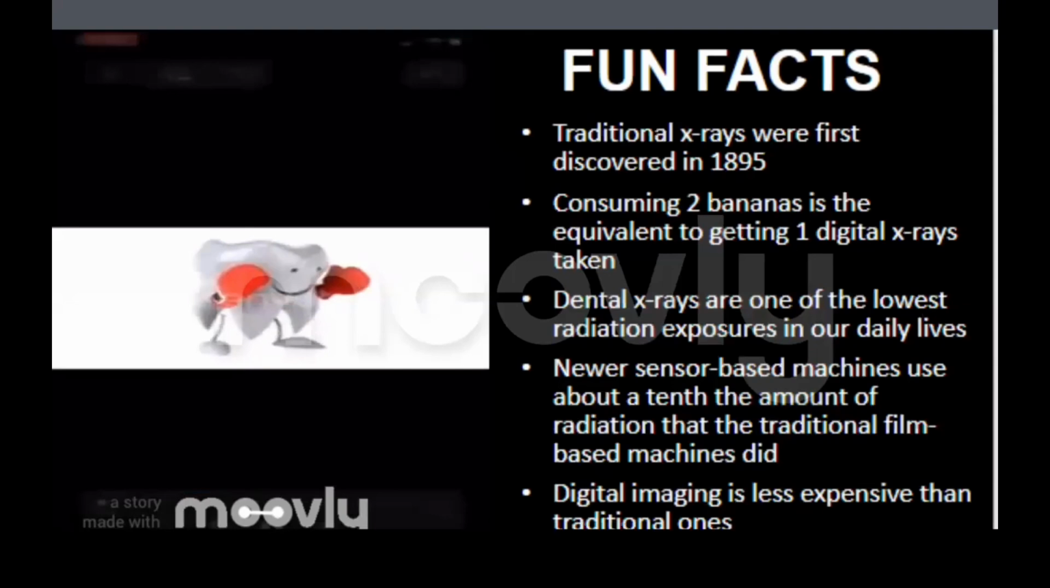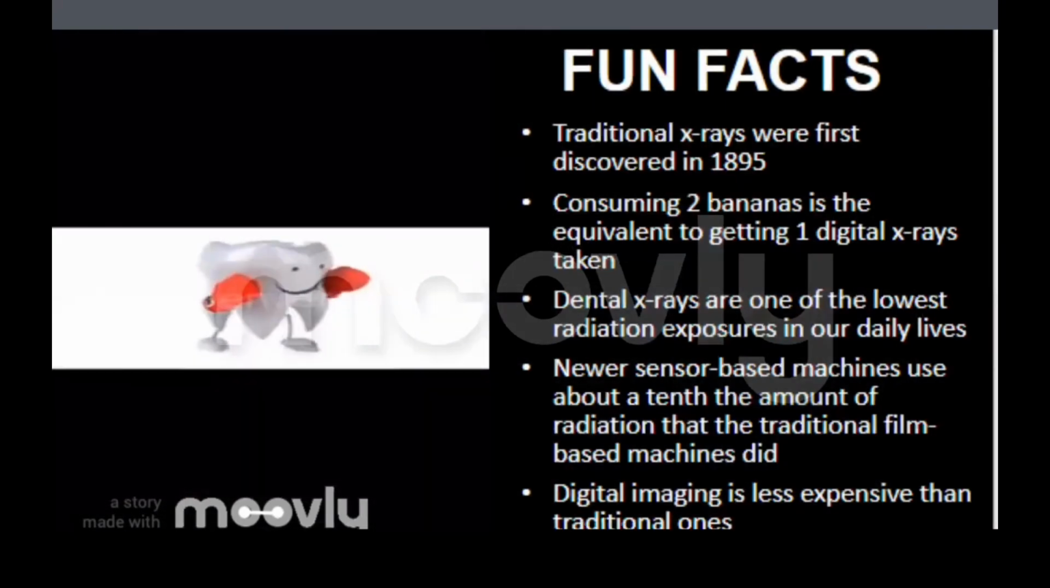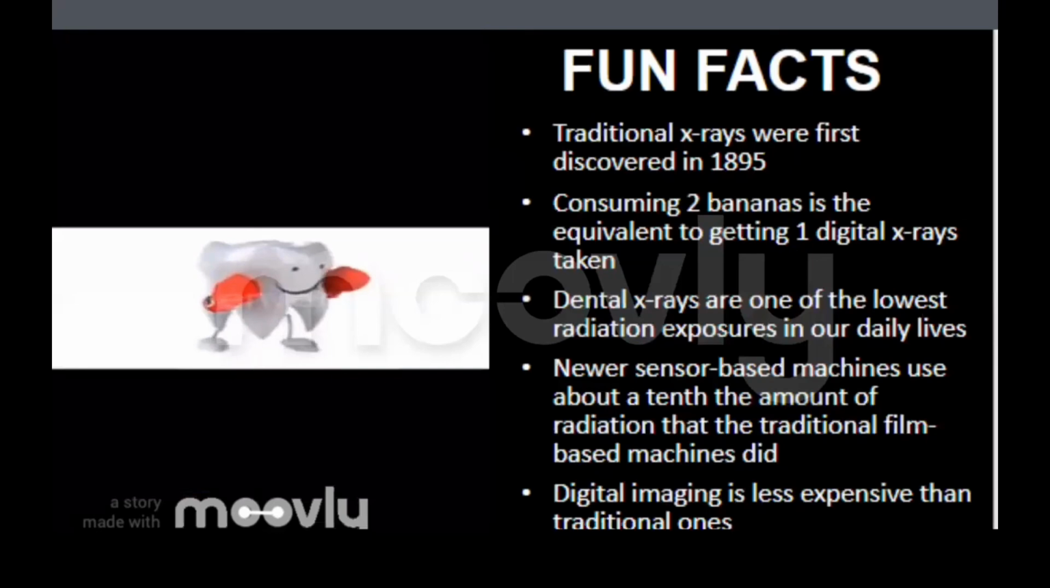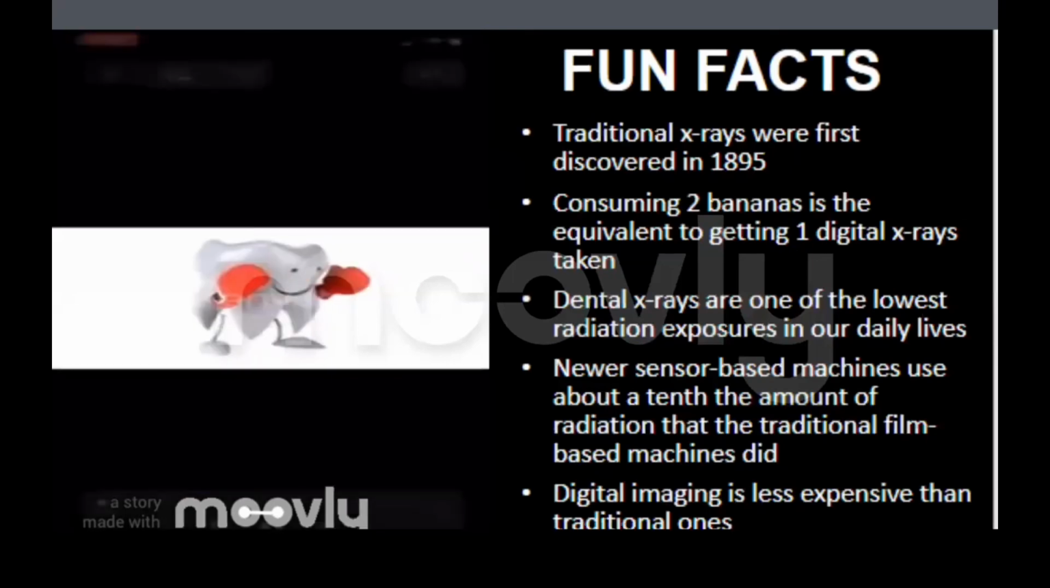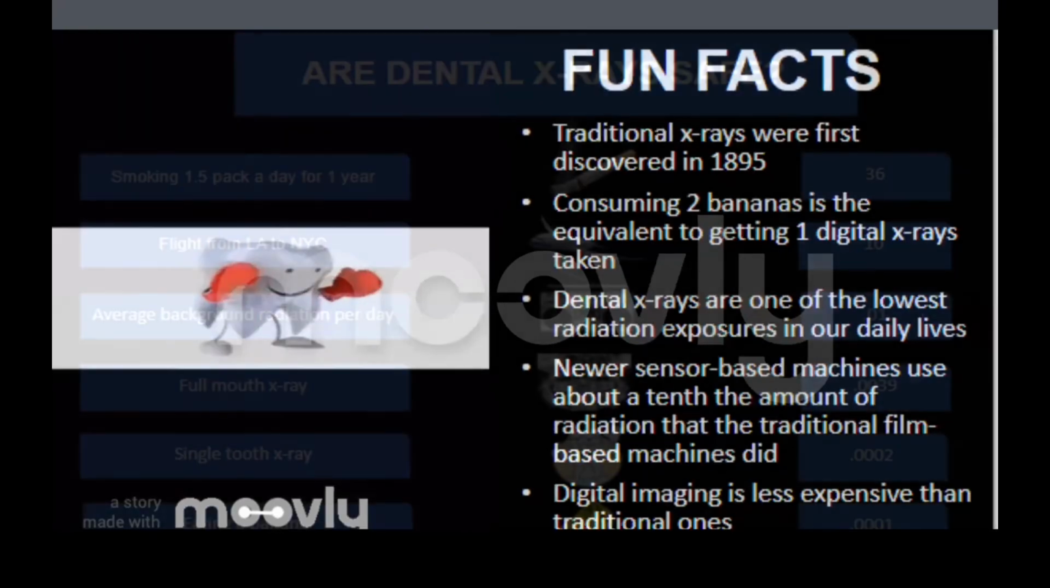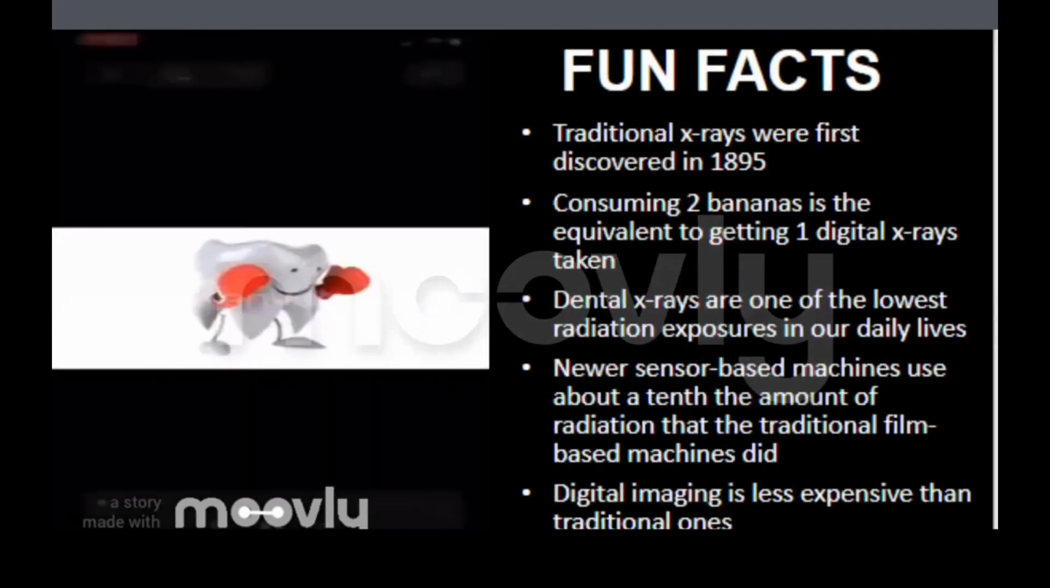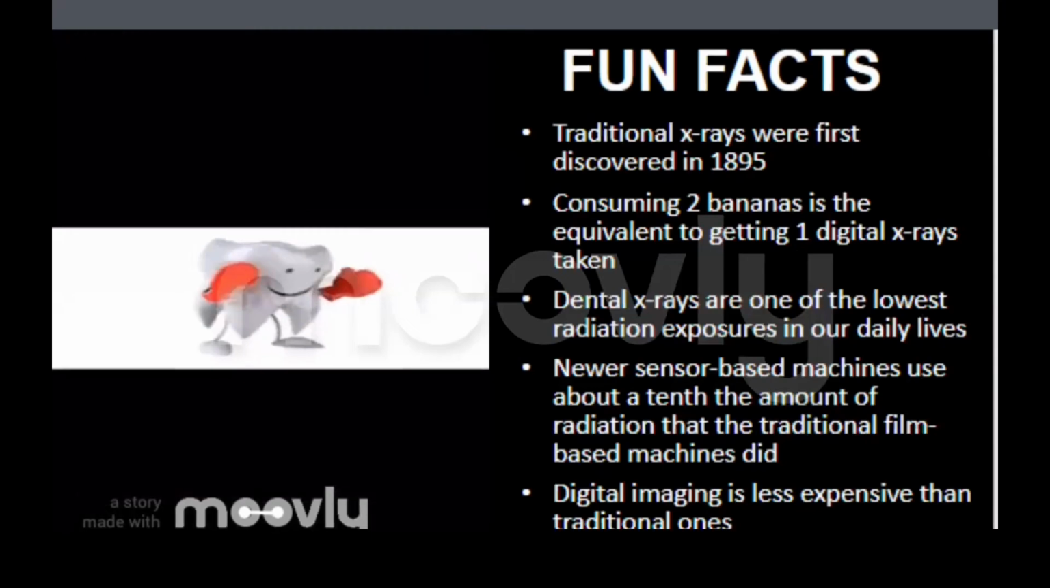And digital imaging is less expensive than traditional imaging. Consuming 2 bananas is equivalent to getting 1 digital x-ray taken. And dental x-rays are one of the lowest radiation exposures in our daily lives. And newer sensor-based machines use about 1/10 the amount of radiation that the traditional film-based machines did.